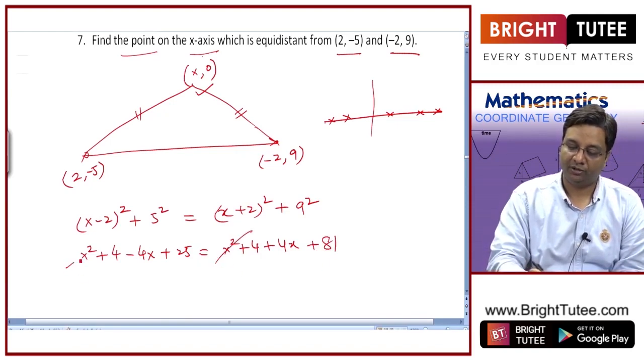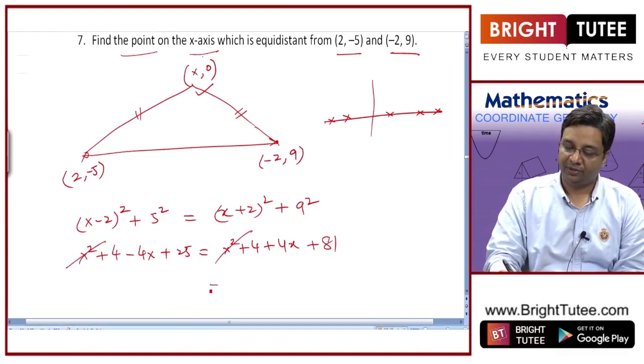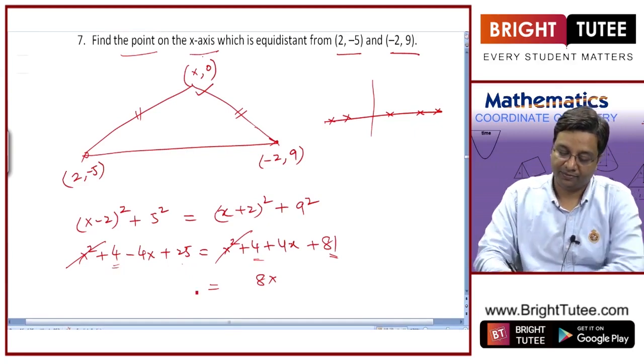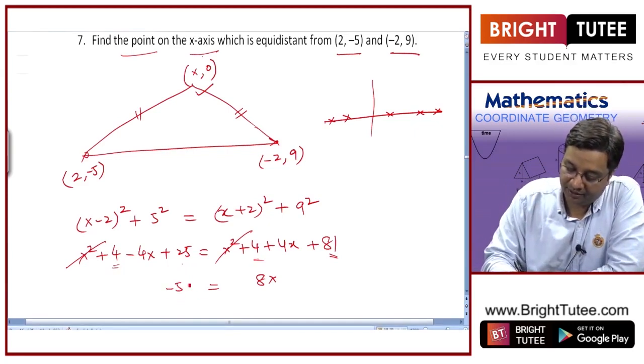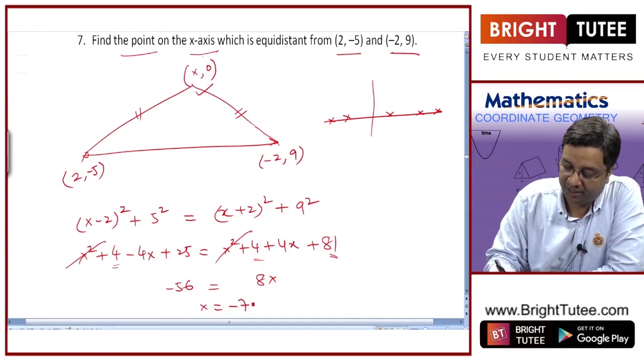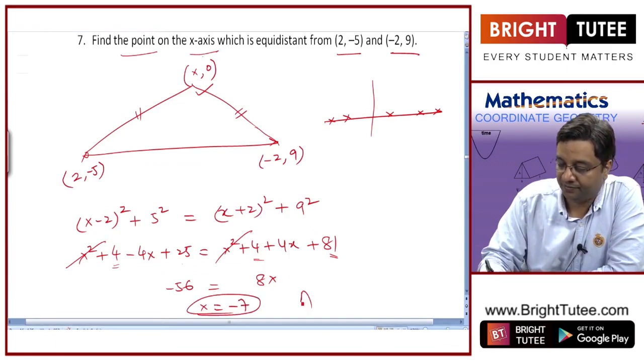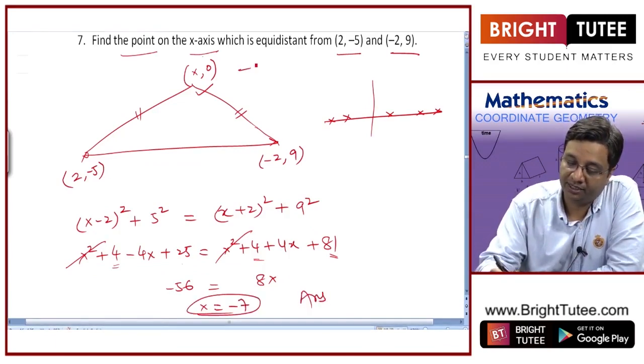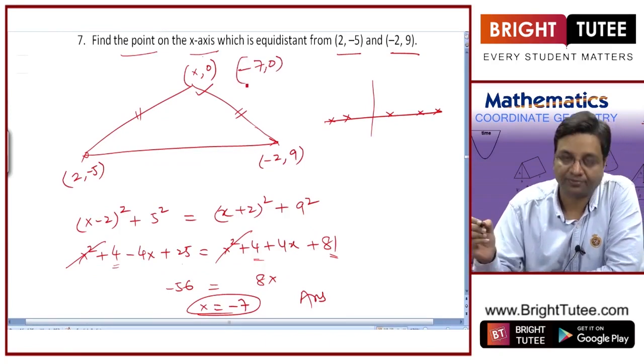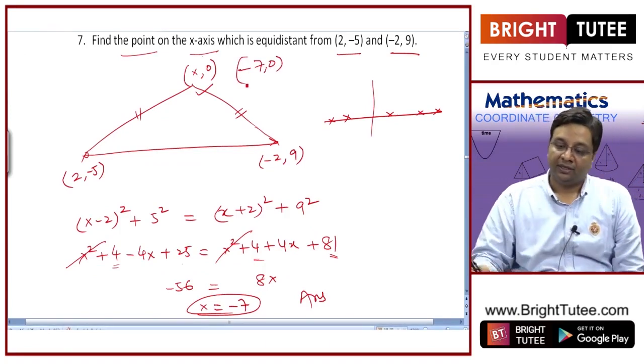So x squared is gone. This will become 8x on the right hand side. This is 85, so minus 60 minus 56, right? So when you divide minus 56 by 8, x will be equal to minus 7. So the point is (-7, 0), right?